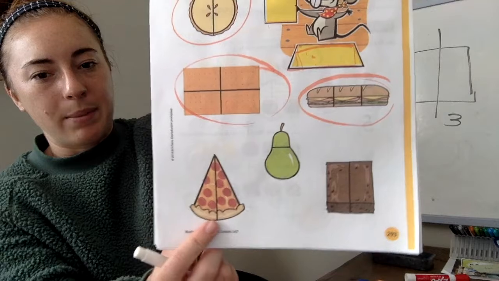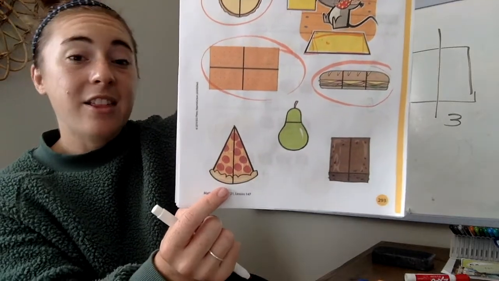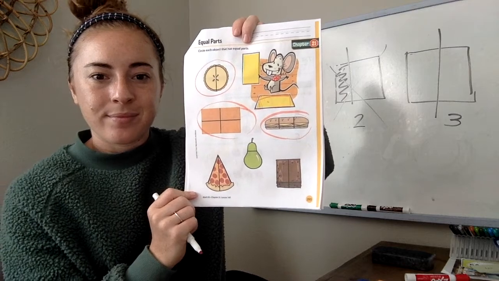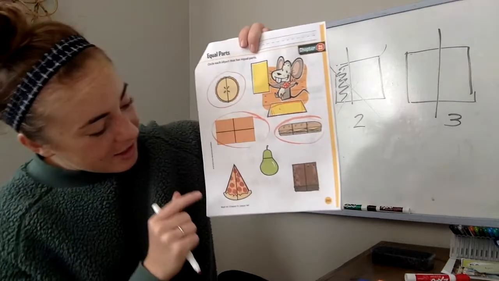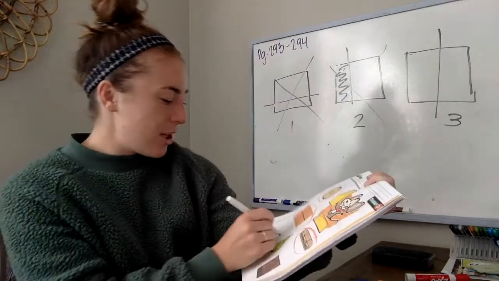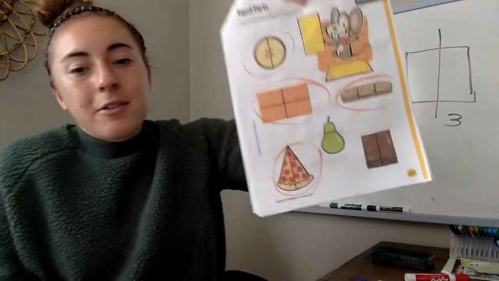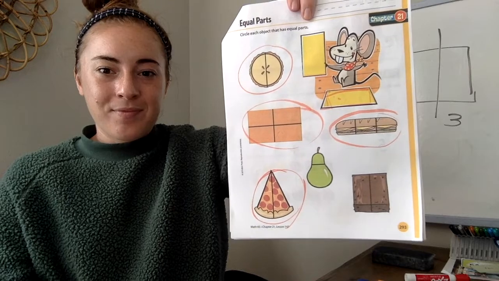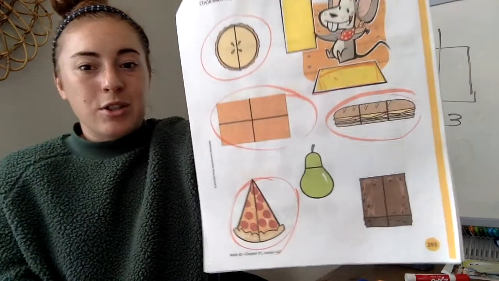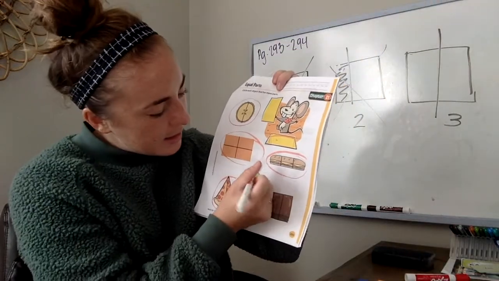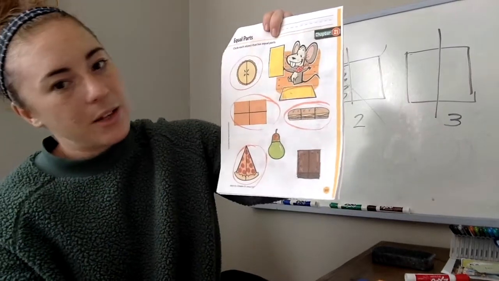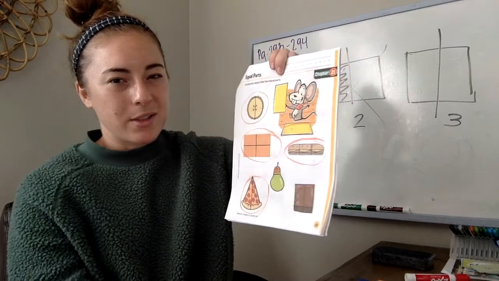Let's look at this pizza. I love pepperoni pizza. Does that look like they're separated into equal parts? What do you think? I think so. They're the same size and the same shape. What about this pear? How many parts is it separated into? 2. Do they look like the same size and the same shape? I don't think so. So I'm not going to circle it.